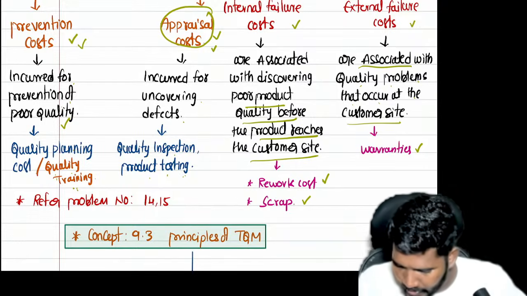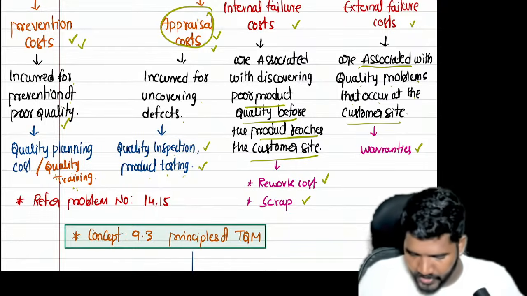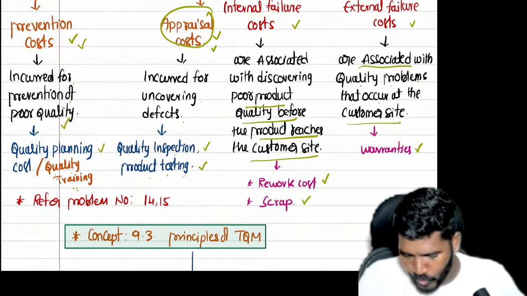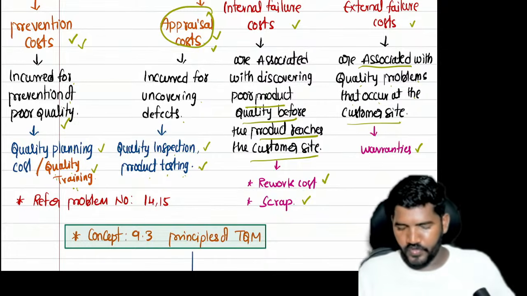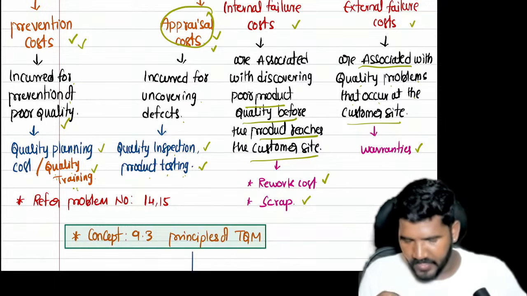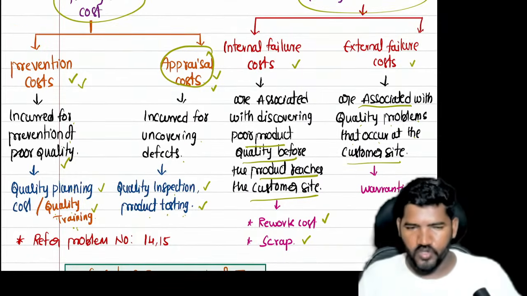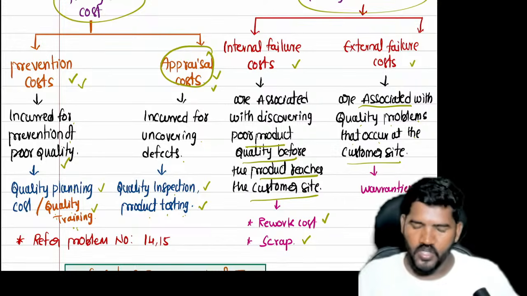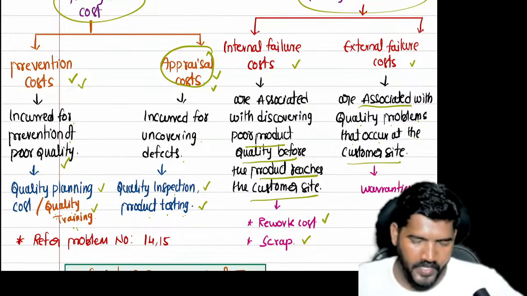So here, quality inspection, product testing, and quality planning and quality training. If you know the definitions of prevention cost, appraisal cost, internal failure cost and external failure cost, you can easily answer problem number 14 and 15.